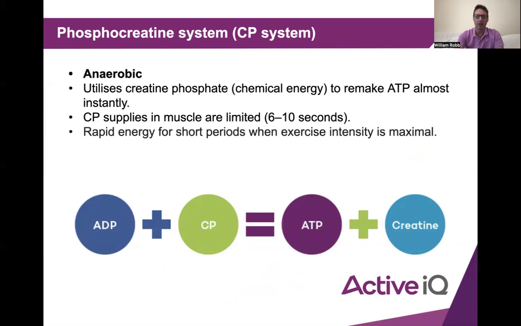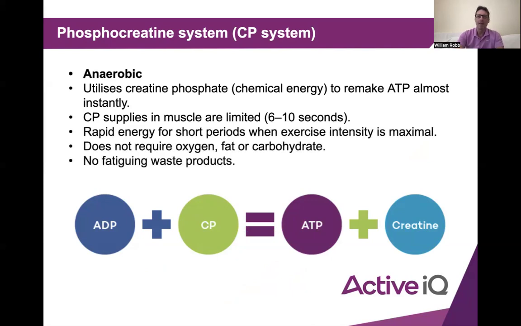Phosphocreatine utilizes creatine phosphate as a chemical energy to make ATP almost instantly. So we're looking at the word creatine here, right? All of you guys who are going down to the supplement store to get more creatine because you think that you need it, your body will automatically create what it needs. So if you're ingesting more than it needs, your body will just waste it.